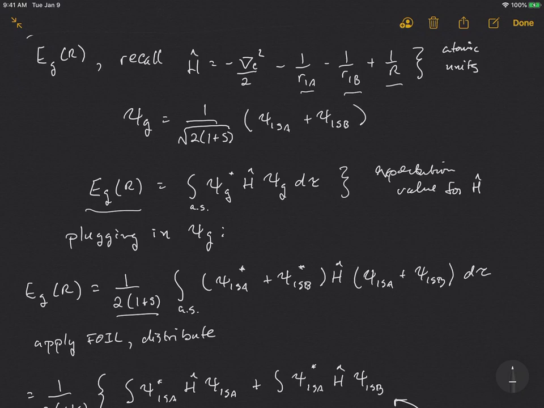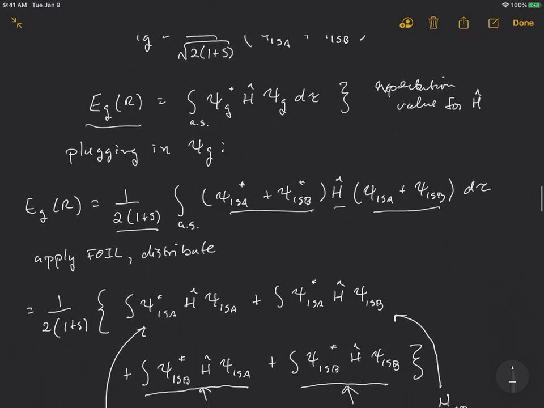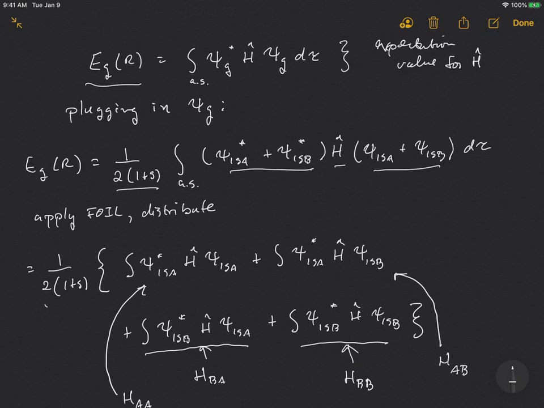We need to keep track of normalization. And then we're going to have psi 1sA star plus psi 1sB star, and then our real Hamiltonian, and then our approximate wave function again, psi 1sA plus psi 1sB, d tau. Now we have to expand, use FOIL, distribute, and we're going to get several. We can break this up into four different integrals. And again, we're still going to have this 1 over 2 times 1 plus S that comes from the normalization constants in front of each wave function.